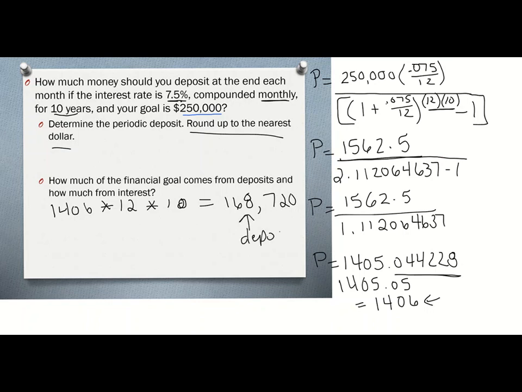So this is your deposits. This is how much money you put in. And then to find the interest, take your goal, your 250,000, and subtract 168,720, your deposits. And when you subtract, you will get 81,280, and this is your interest.